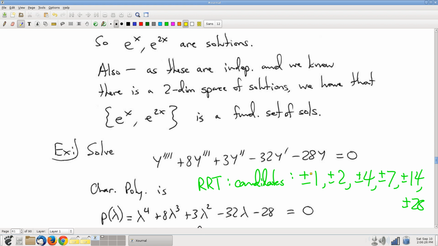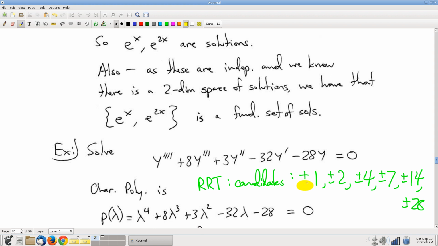So let's start with plus 1. Plug that into the polynomial. Does it work? Nope, didn't work. Do the arithmetic, plug in lambda equals 1, and you get a highly negative value. Clearly we didn't get a root. Okay, so that was not a root.